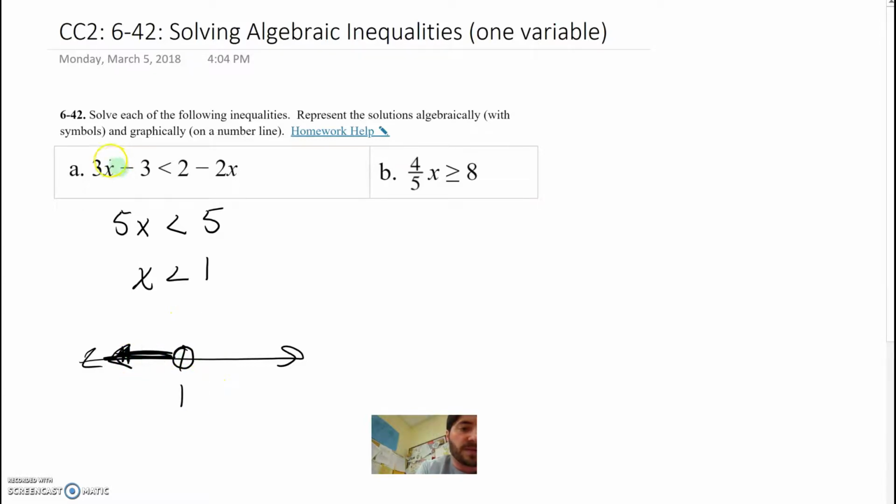For instance, if I put in 0 here, 0 is smaller than 1, and then solving this inequality, I have 0 3's, which make 0, and -3 is just -3, and then 2 times 0 is 0, and 2 minus 0 is just 2. And yes, in fact, -3 is less than 2.